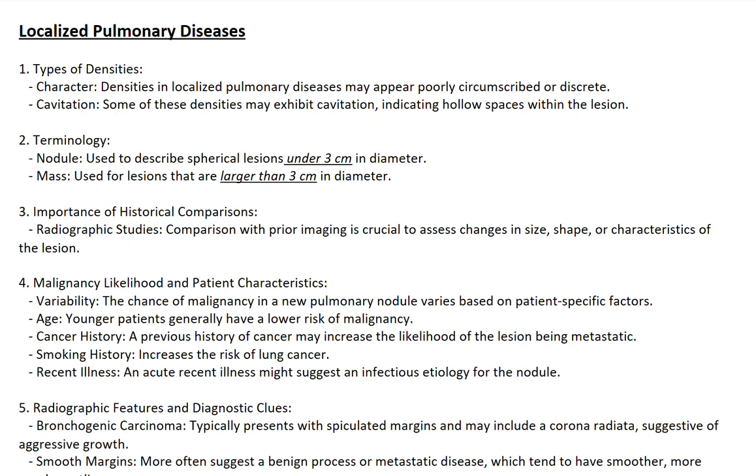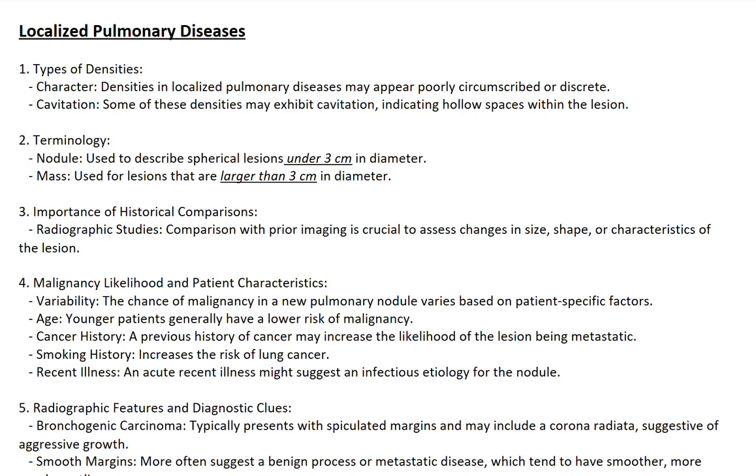Point-wise description of localized pulmonary diseases. 1. Types of densities. Character. Densities in localized pulmonary diseases may appear poorly circumscribed or discrete. Cavitation. Some of these densities may exhibit cavitation, indicating hollow spaces within the lesion. 2. Terminology. Nodule, used to describe spherical lesions under 3 centimeters in diameter. Mass, used for lesions that are larger than 3 centimeters in diameter.